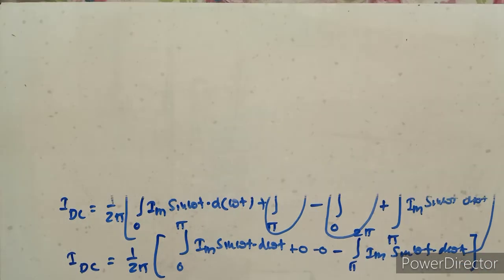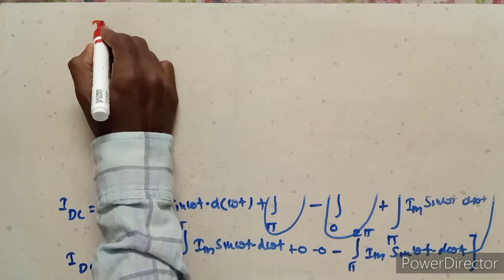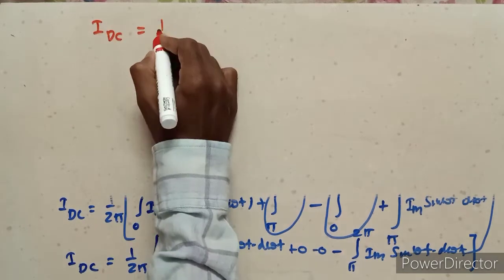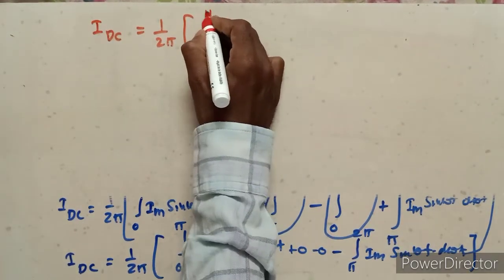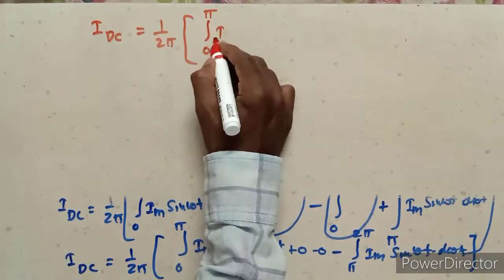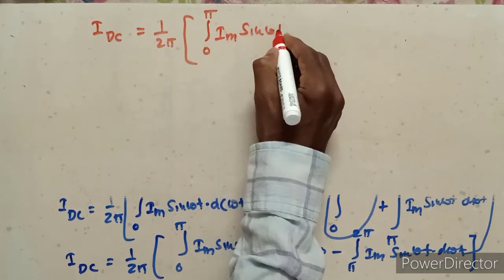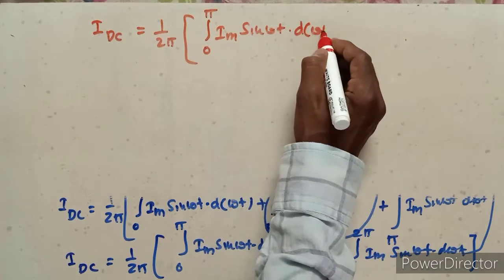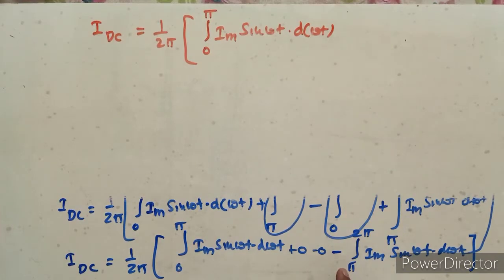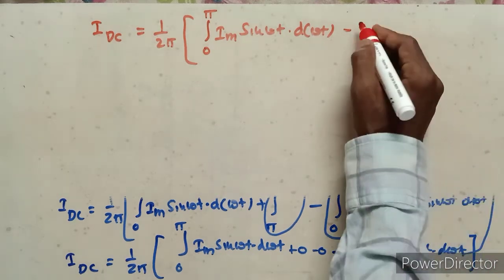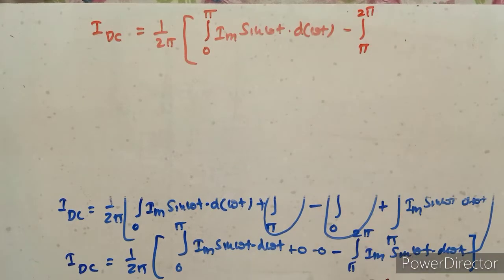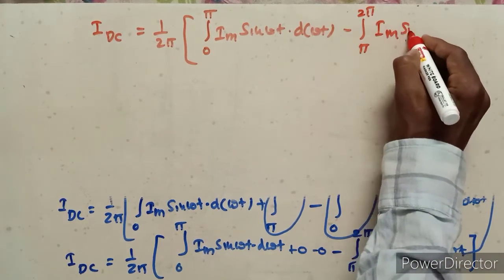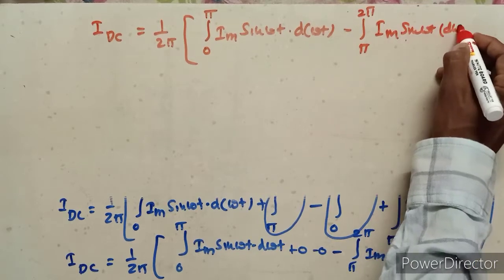This equation can be written as the DC current equals 1 upon 2 pi of integration 0 to pi Im sin omega t d omega t, minus the total value, minus integration pi to 2 pi Im sin omega t d omega t.